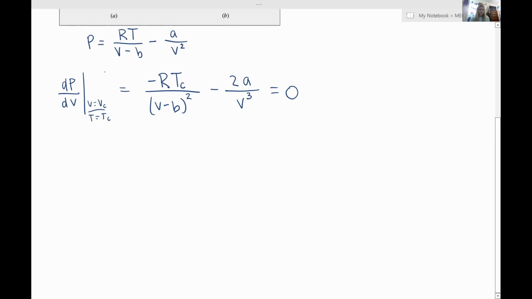So just to make this simpler and get rid of the negatives, I'm going to set them equal to each other and get rid of our 0 here. So this is going to be one of the equations that we're going to be using.